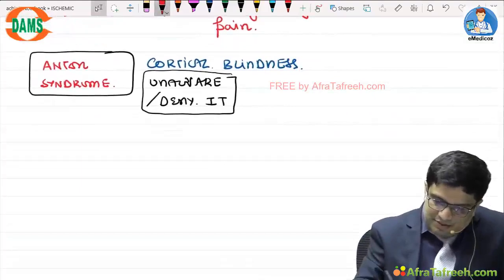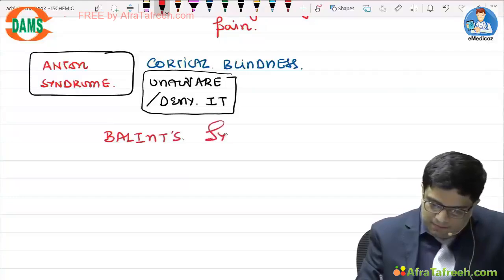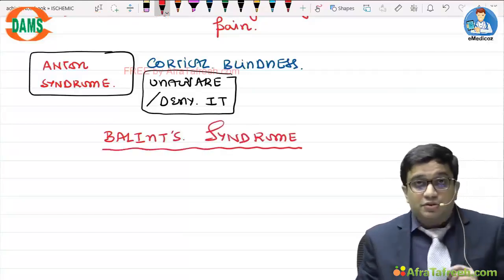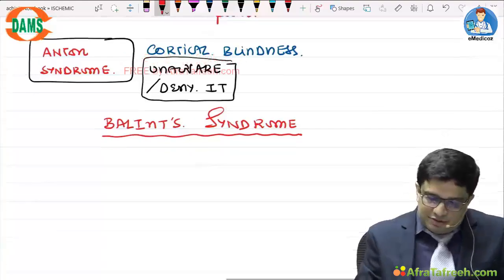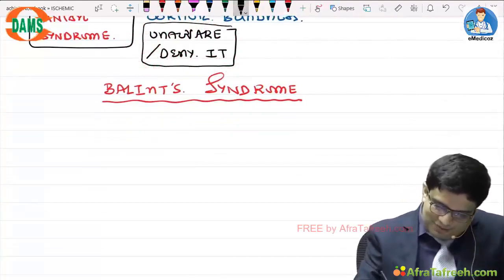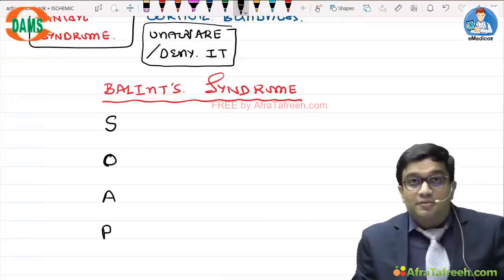Then comes another very important syndrome to discuss. That's the Balint syndrome. Okay, I'll make it easy for you because there are a few symptoms that we need to recollect and a mnemonic that will be very easy to remember. So let us wash out this topic with a soap. SOAP is a mnemonic to remember the symptoms of the Balint syndrome.